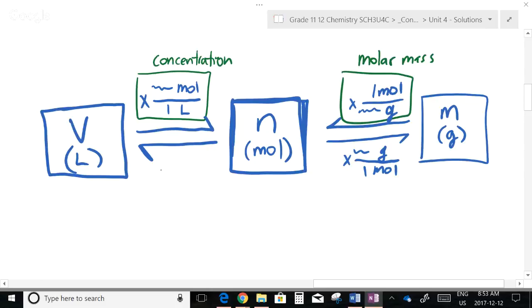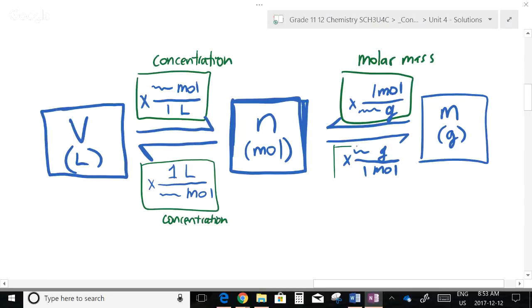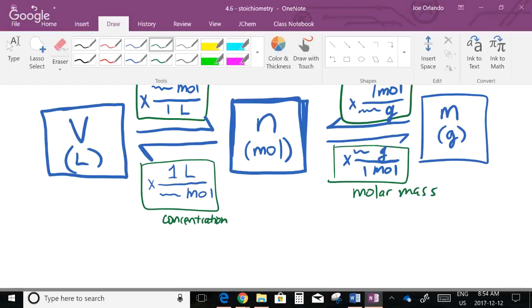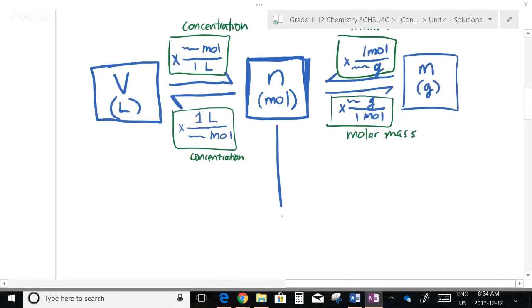If I know the number of moles and I want volume, I would multiply by a fraction, but I would put liters on top and moles on the bottom. And again, I'm just using the concentration, though in this case, I flipped it. And then, of course, once I know the moles of one thing, I can always figure out the number of moles of something else.